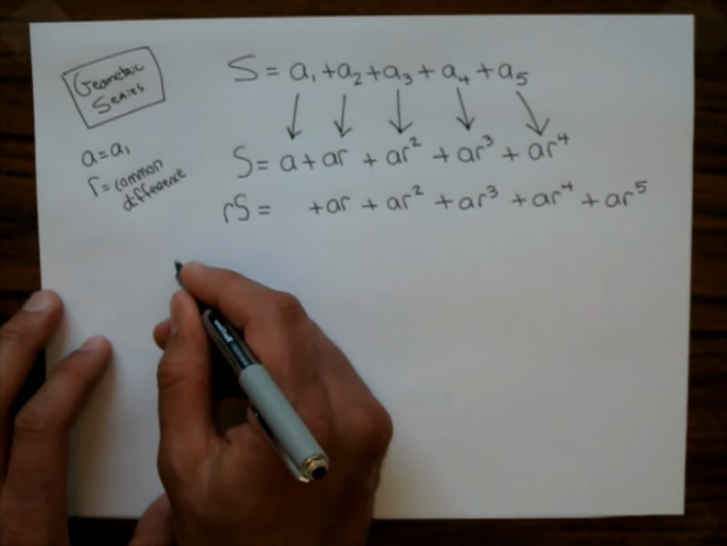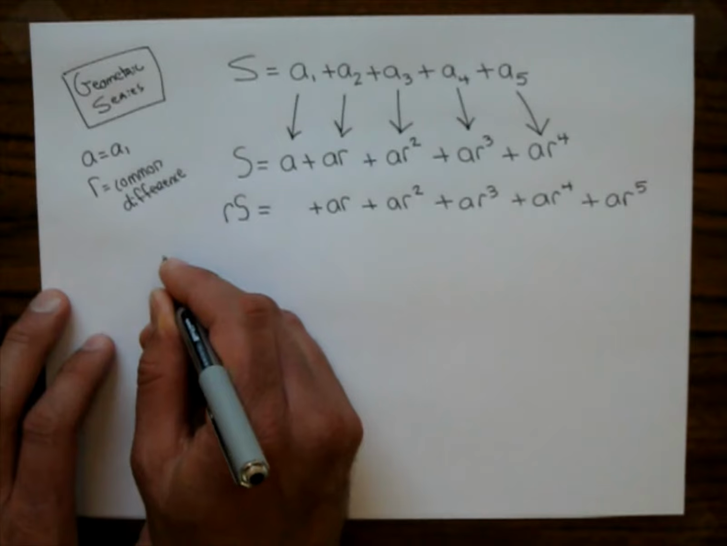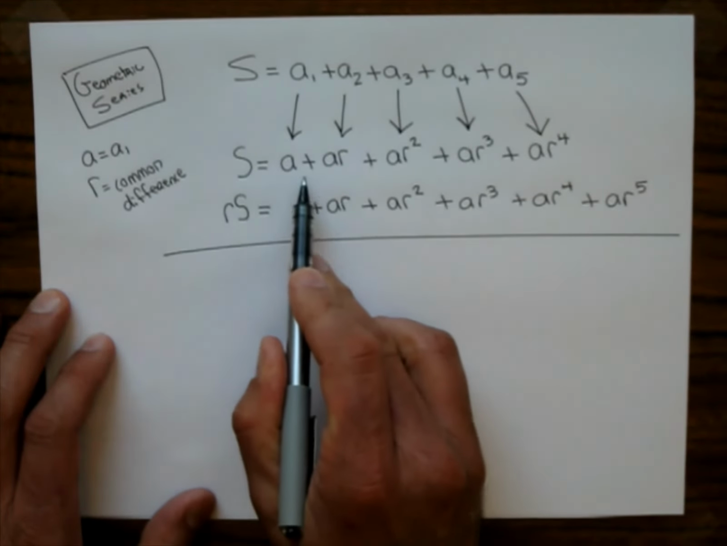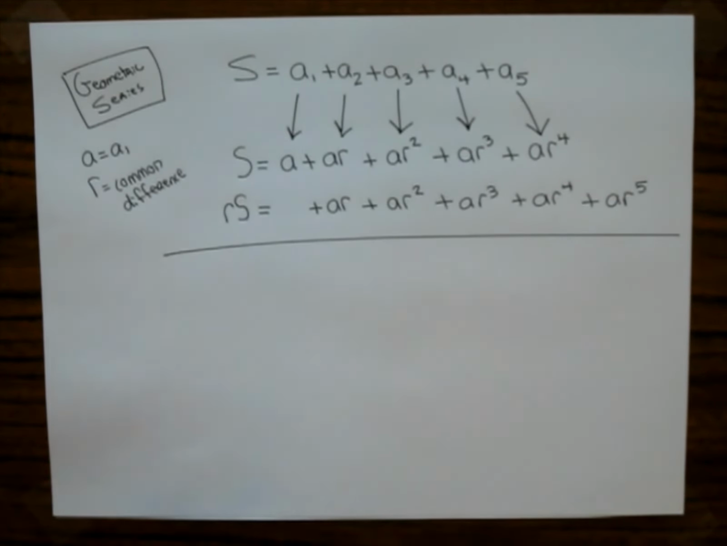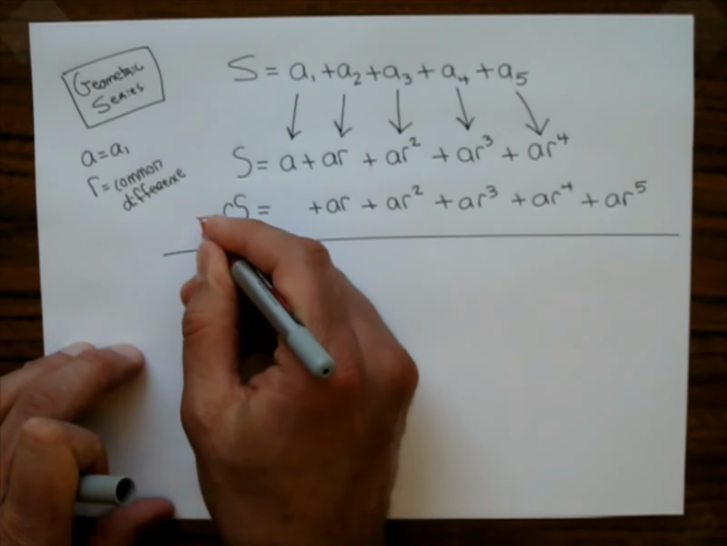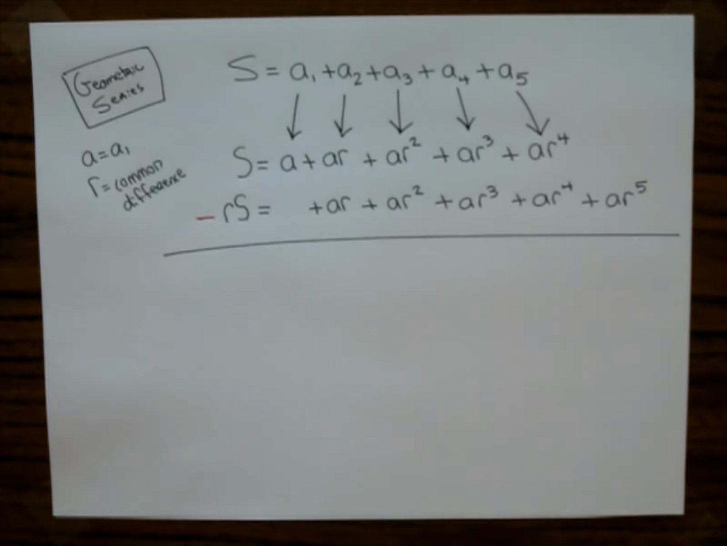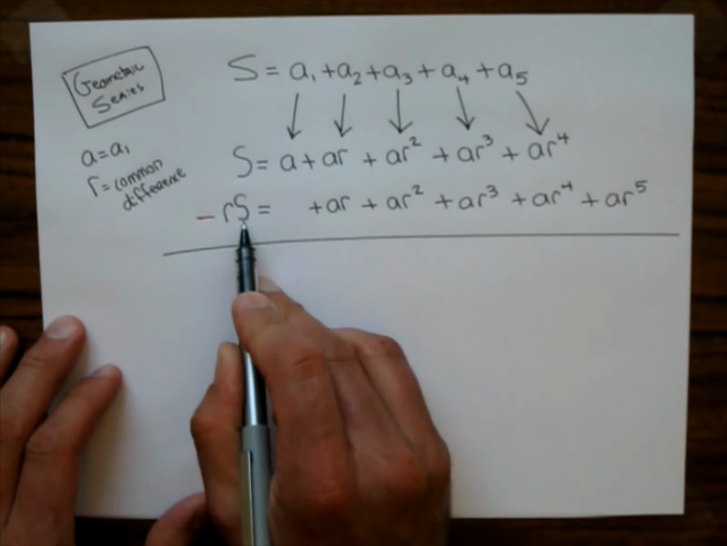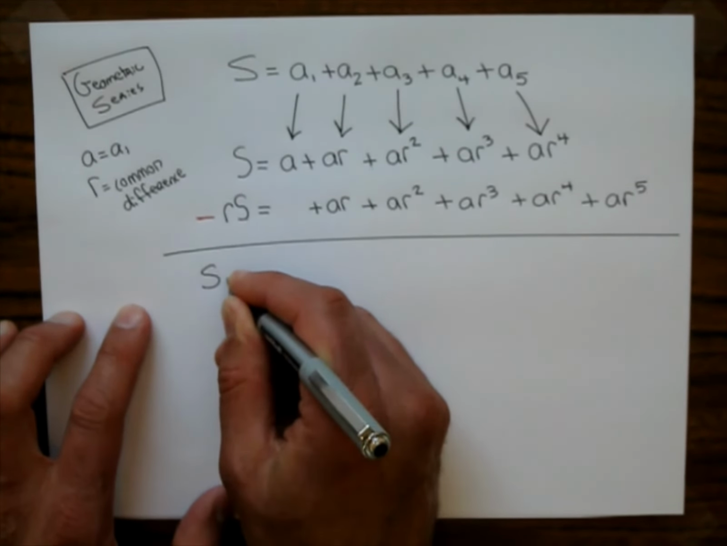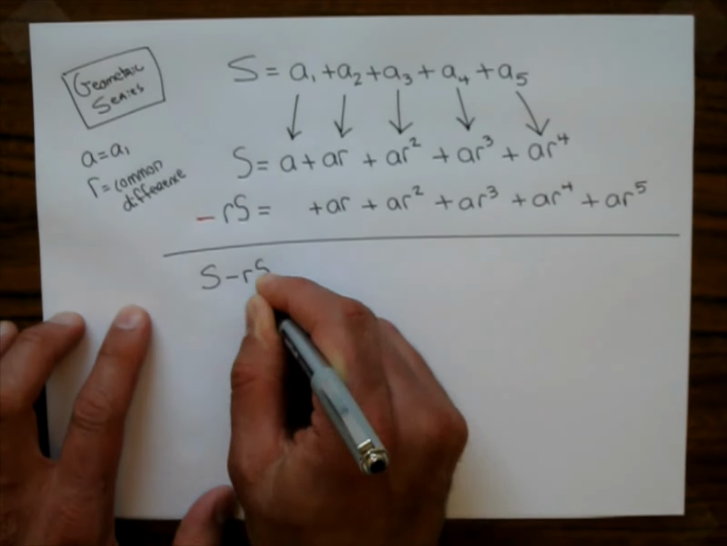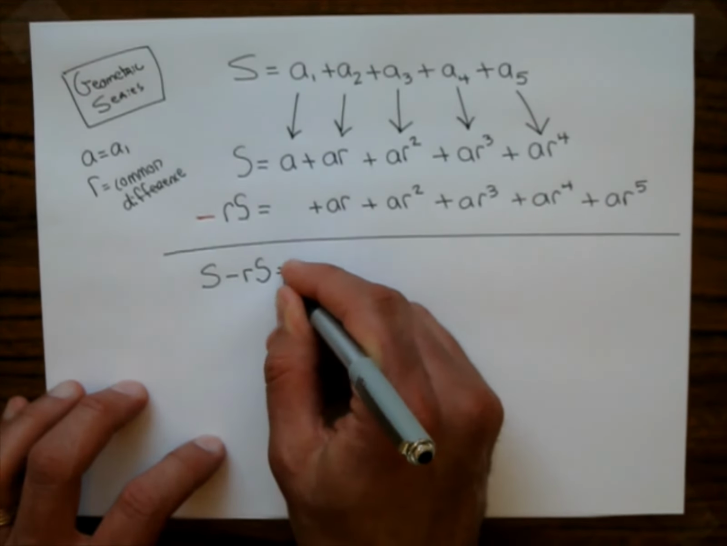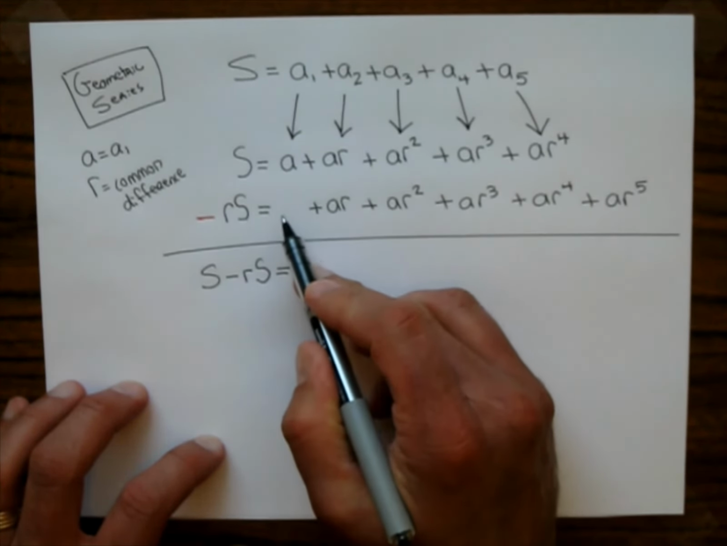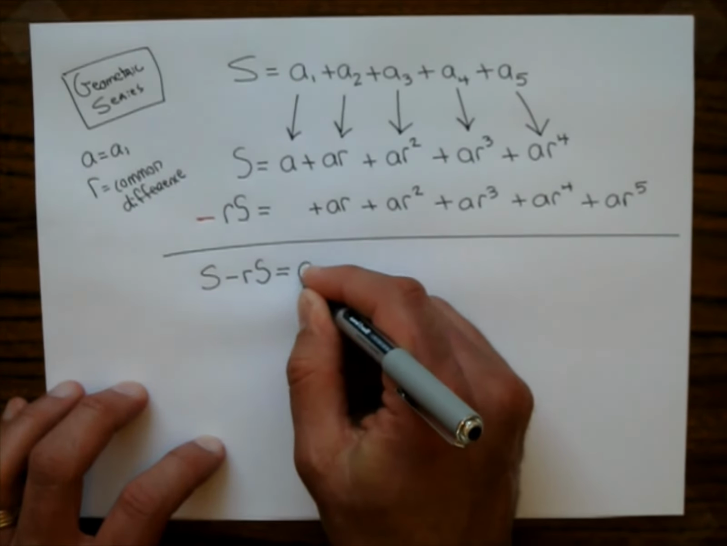Okay, so now watch what I'm going to do. And this is a pretty clever thing here. And I didn't come up with it. I'm going to take the top equation here. I'm going to subtract the bottom equation. Okay. So what do I end up getting? I get S minus RS. So let's write that down. S minus RS equals. Okay, so A minus 0 is A.